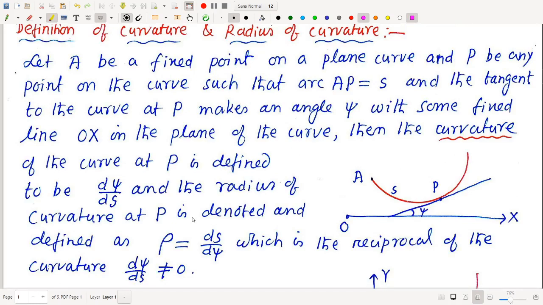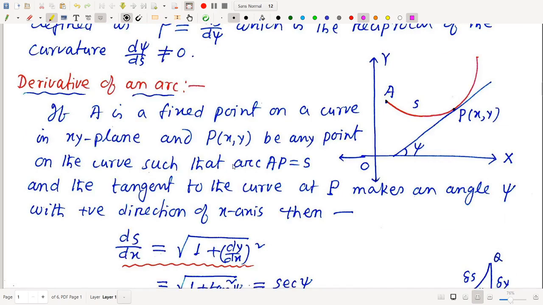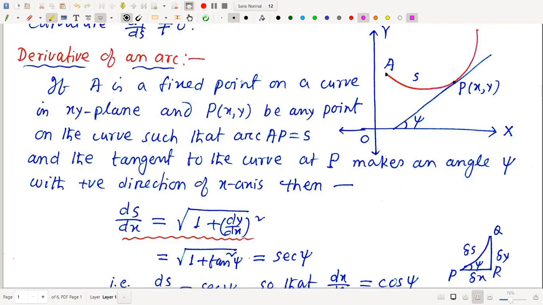So this is the definition of curvature and radius of curvature. Now in this definition, what have we used? ds by d psi. ds by d psi is the derivative of arc length s with respect to psi, the angle made by the tangent with some fixed line, the x-axis. So what is the meaning? How do we calculate ds by d psi? Let us see the derivative of an arc.